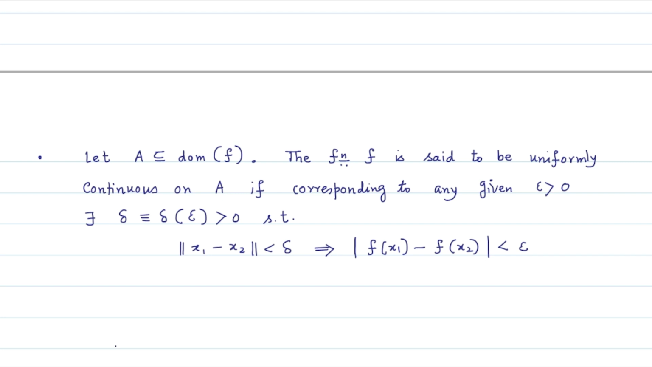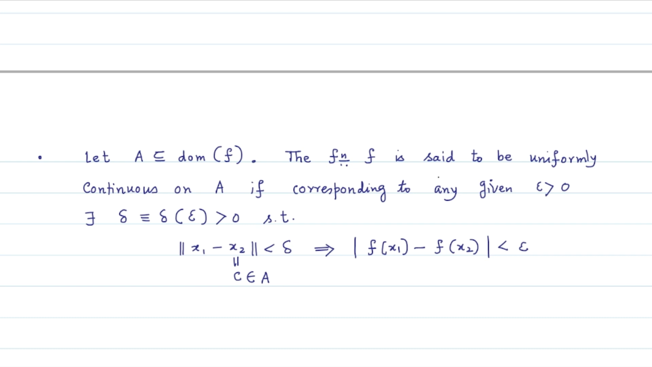From this definition of uniform continuity, we immediately see that if we just fix our attention on a given point, say x2 is equal to some point C in capital A, then we have norm x1 minus C less than delta, implying the absolute difference of fx1 and fc is less than epsilon, and hence the function f is continuous at the chosen point C inside the set capital A, and hence any uniformly continuous function on a set capital A is certainly continuous on the set capital A.